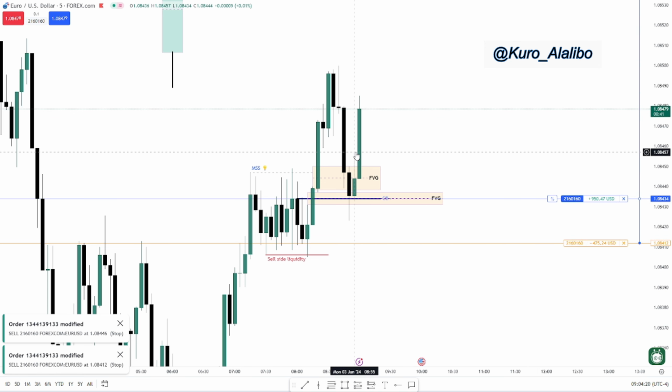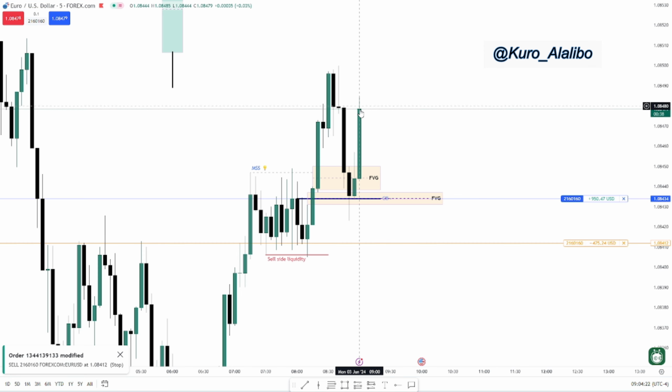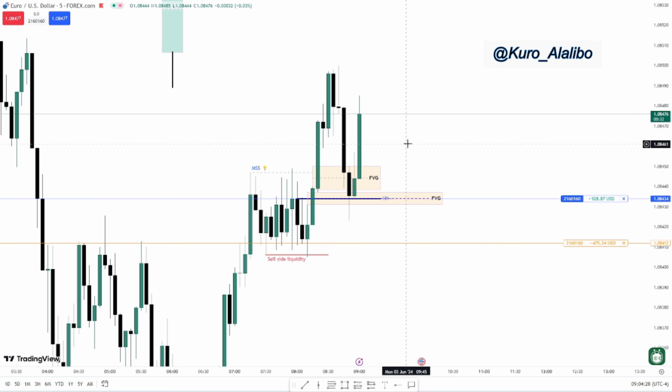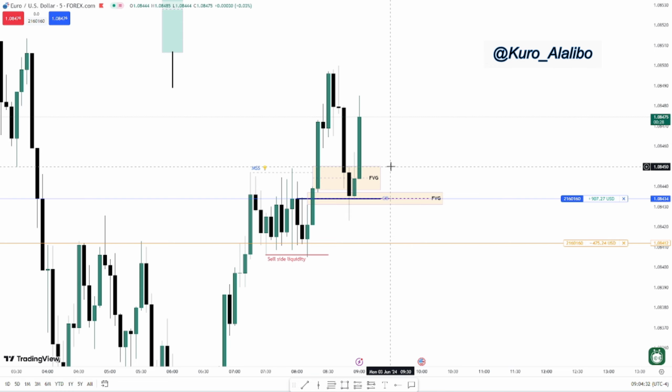Now this could potentially be an imbalance. From this candle to this candle, which is about to close, this could be an imbalance. The price will have to balance. So I wouldn't jam my stop loss all the way up here, because that is not giving the trade breathing room to move.